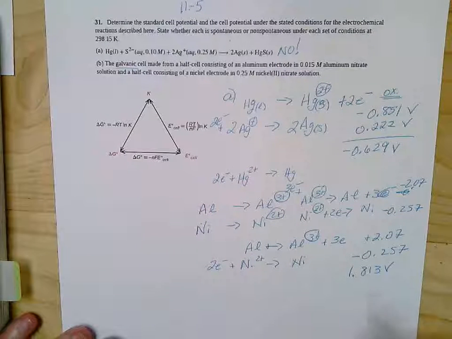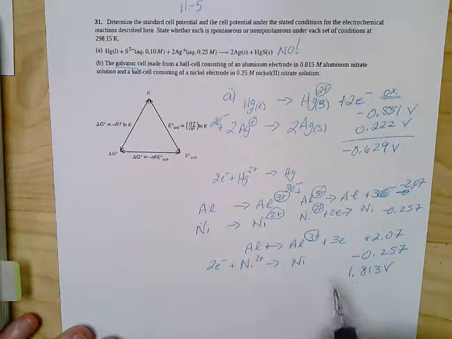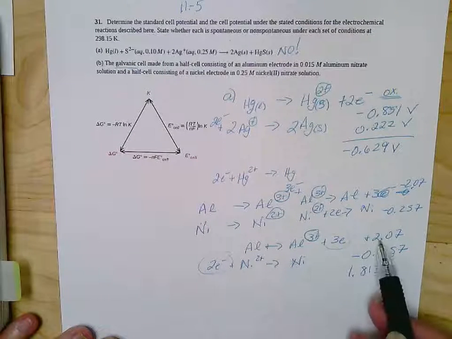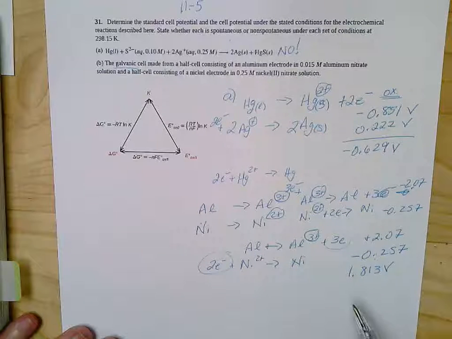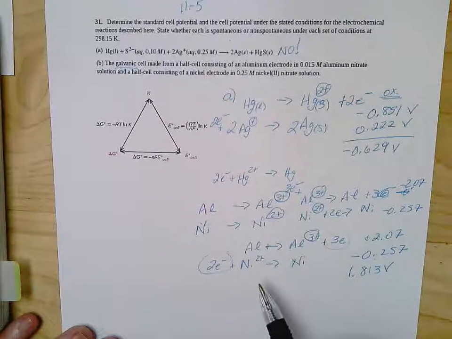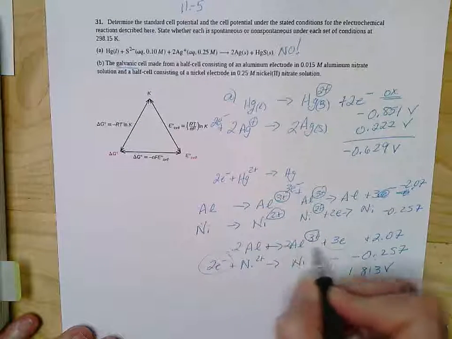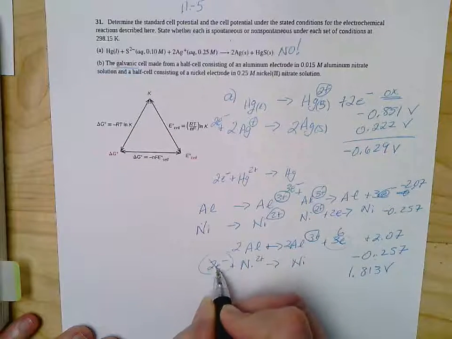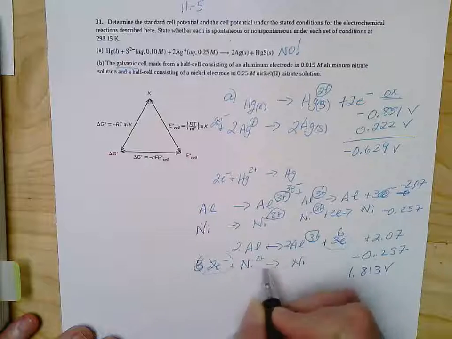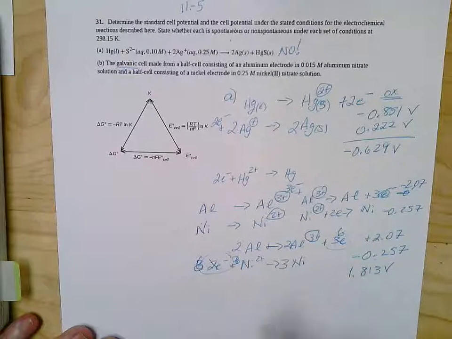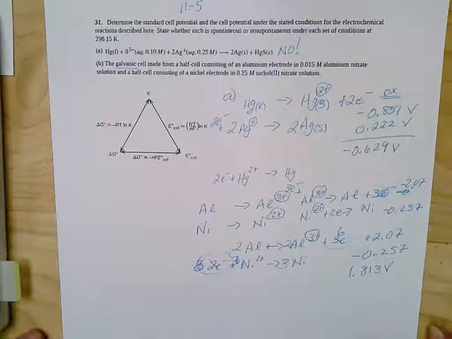You'll notice I didn't balance the equations or the electrons, because even if I balance them, it has no effect on the voltage. So I don't have to worry about balancing them. But if I wanted to, I'd have to multiply here by 2 and here by 3 to get 6. So 3 and 3, and that would balance my equation.